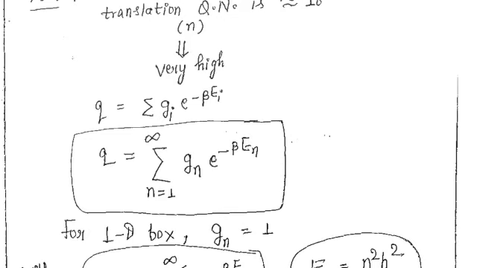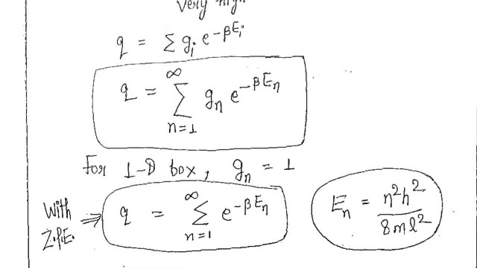Now for translational, there will be n states. So we substituted i with n, because there are n states. So Q equals the summation from n equals 1 to infinity of Gn e raised to the power minus beta En. Now for the particle in a 1D box, the degeneracy Gn is 1. We know that the degeneracy for the one-dimensional box is 1. We had read this in quantum mechanics. So when we put the value of Gn equals 1, the remaining part remains.